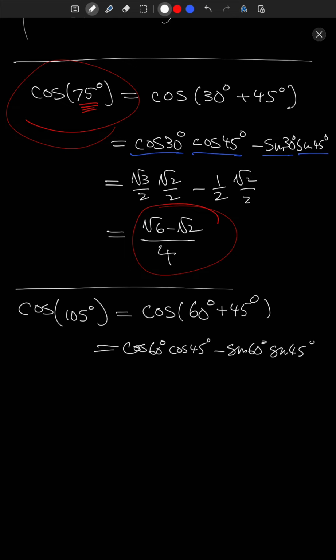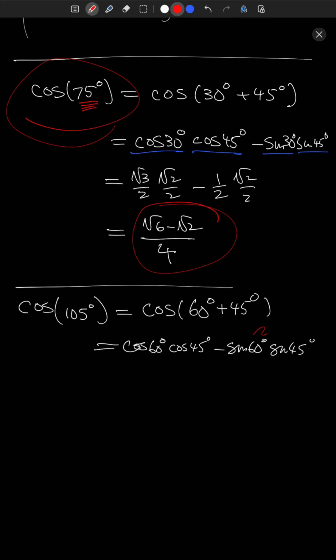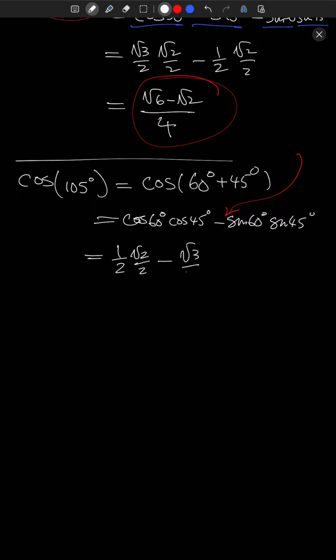And always remember, this is a minus sign right there. And again, unfortunately for now, you just have to memorize it. We will explain it in the future. In any case, I know cos 60 degrees is 1/2, cos 45 degrees is root 2 over 2, sine 60 is root 3 over 2, sine of 45 is root 2 over 2. And altogether, I get root 2 minus root 6 all over 4.